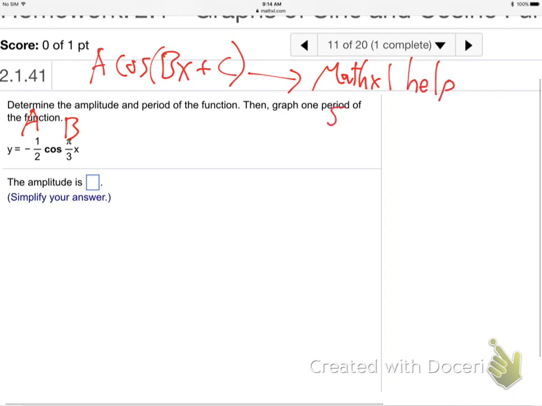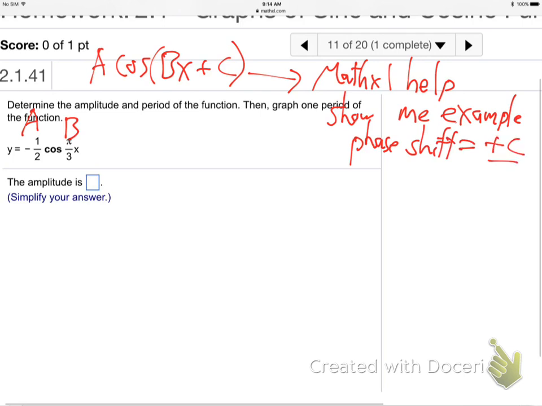What's it called? Show me an example. Whoops, I spelled show with an E. Show me an example. It will set the formula up a little different. What it will say that the phase shift, it says the phase shift is regular C over B, positive, normal.